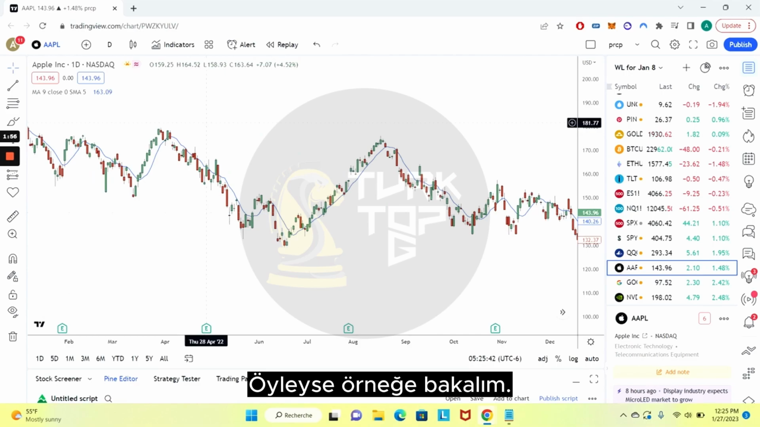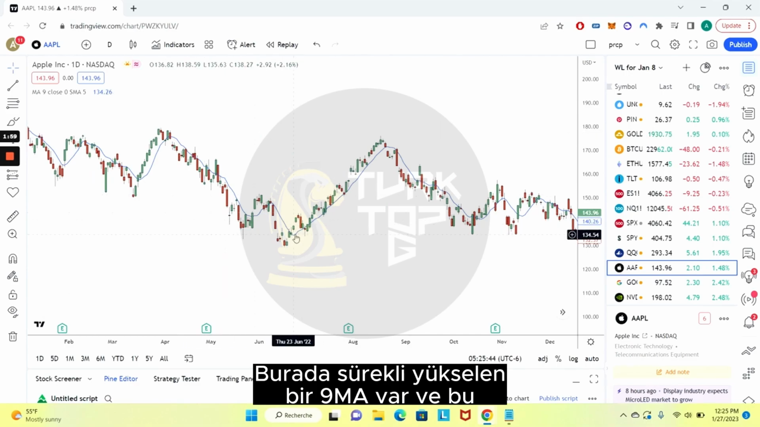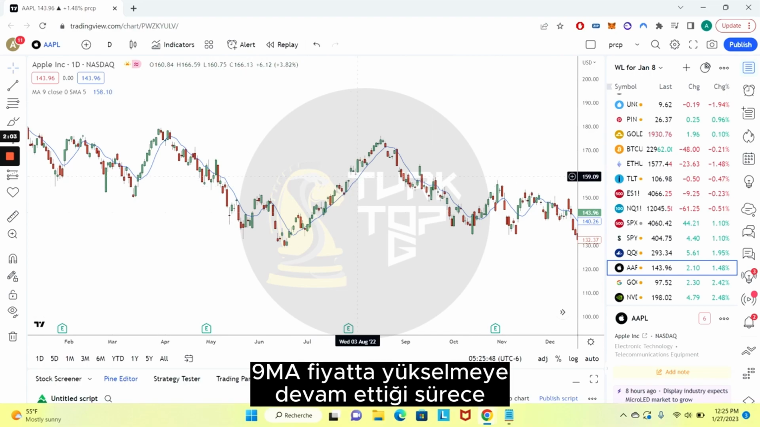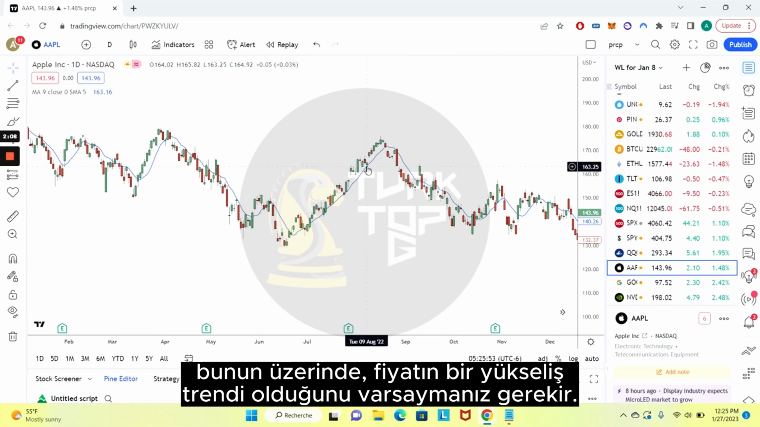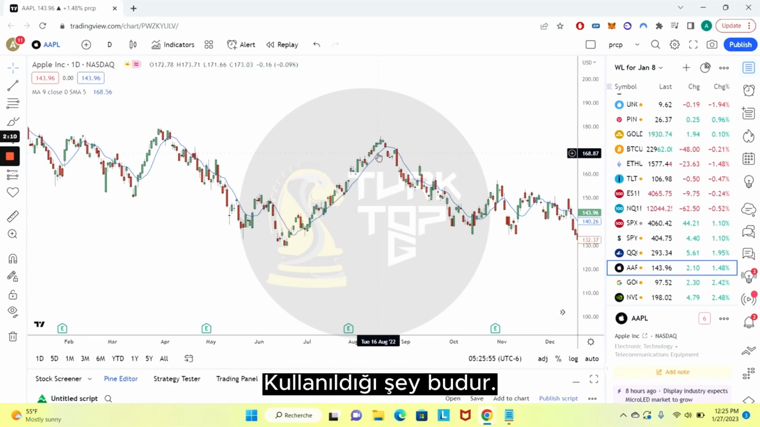So let's look at an example. Here you have a constantly rising 9MA, and as long as this 9MA keeps rising and the price is above this, you have to assume that the price is in an uptrend. That's what it is used for.